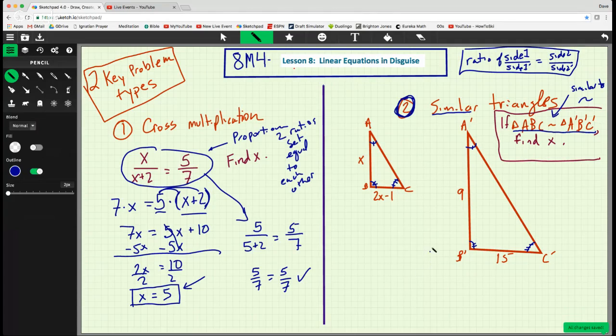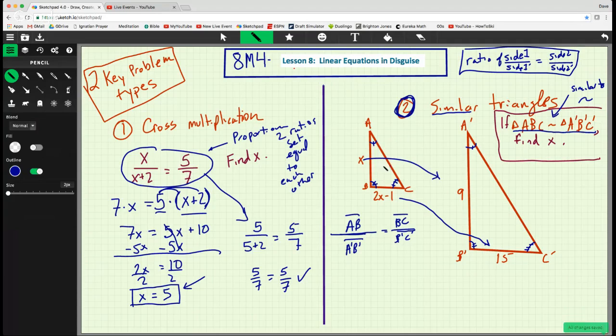So what we can say is we know, remember, that the ratio of the length of AB divided by the length of A prime B prime, the same side, equals the ratio of BC over B prime C prime. This side divided by this side. In other words, whatever we multiplied this guy, 8x, by to get to 9 is the same as what we multiplied x minus 1 by to get to 15.